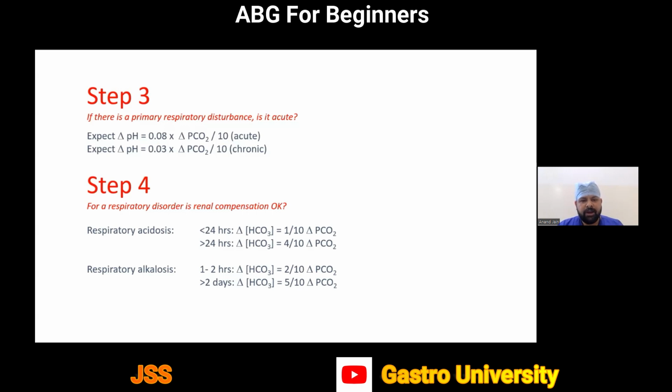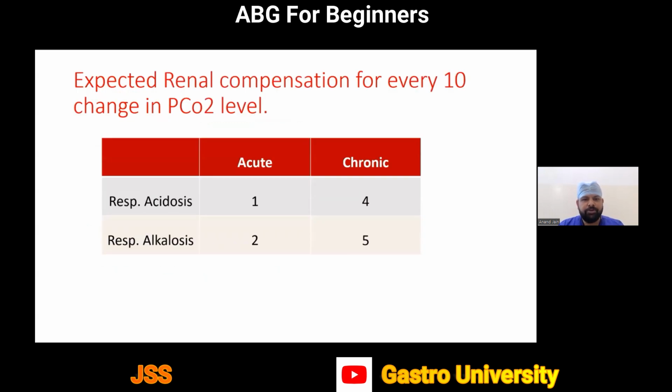In case of respiratory alkalosis, it matters whether it exists for 1 to 2 hours or more than 2 days. If it has lasted for 1 to 2 hours only, then the change in bicarb is 2/10 of delta PCO2. And if it is more than 2 days, then the bicarb is going to change by 5/10 of the change in PCO2. So to ease things, it's 1 and 4 for respiratory acidosis and 2 and 5 for respiratory alkalosis. That is the renal compensation for every change in PCO2 level.